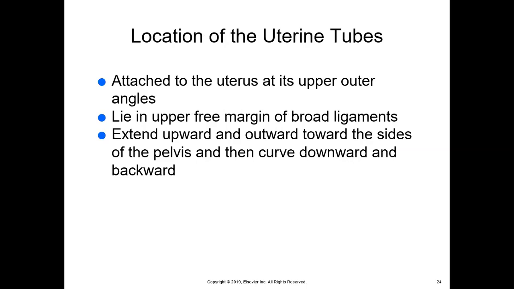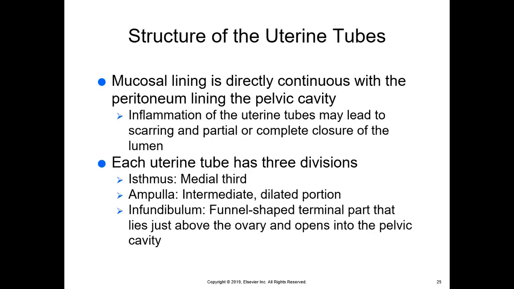Location of the uterine tubes. The uterine tubes are attached to the uterus at its upper outer angles. They lie in the upper free margin of the broad ligaments, extend upward and outward toward the sides of the pelvis, and then curve downward and backward and open up at the ovaries. The uterine tubes have a mucosal lining that's directly continuous with the peritoneum lining of the pelvic cavity.